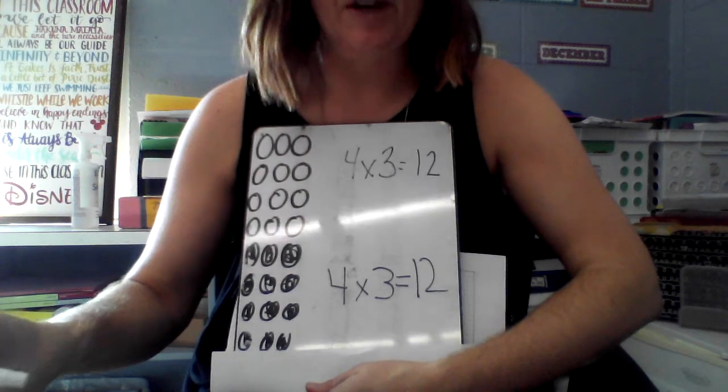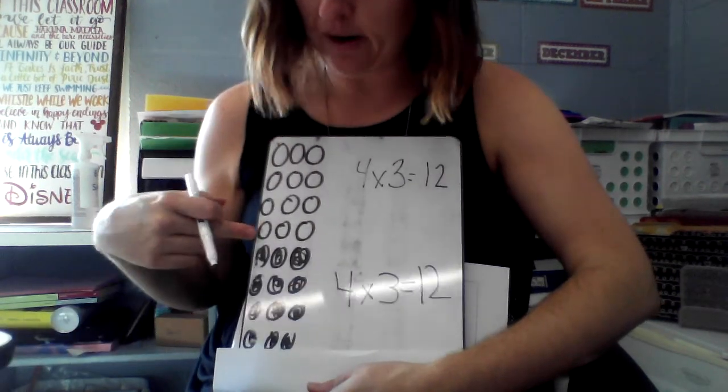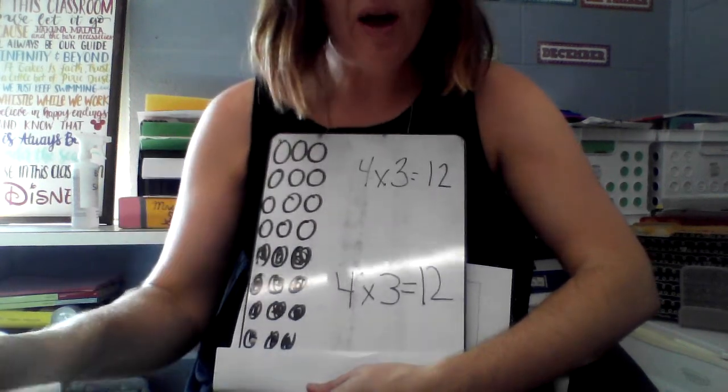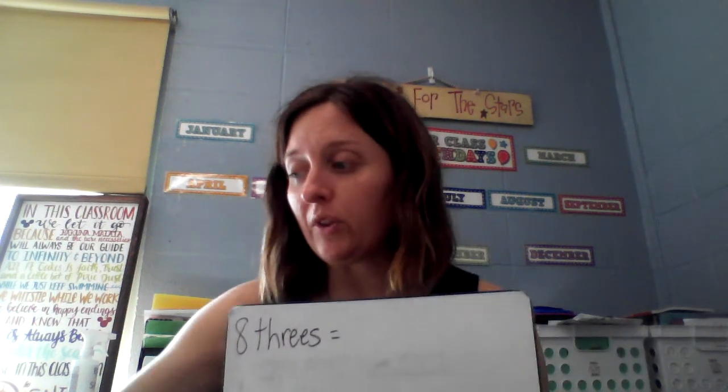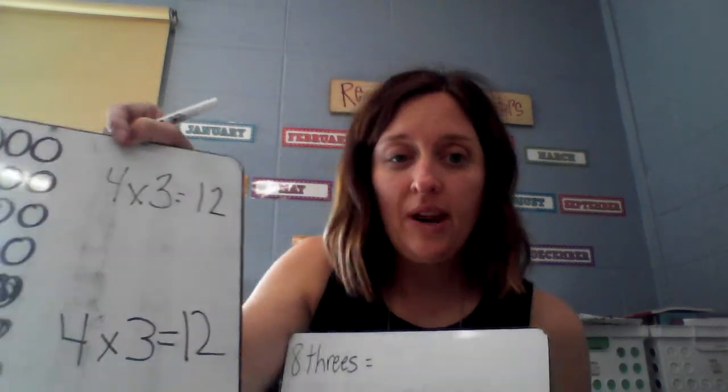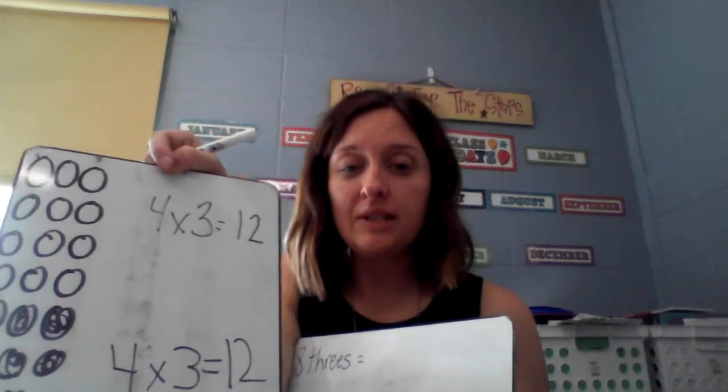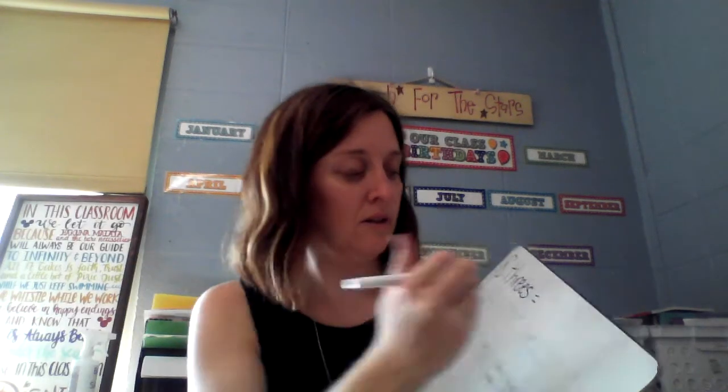Well, let's think about this here. I have 4 rows here, 4 rows here. How many total rows is that? 4 rows and 4 rows. That is 8 threes. 8 threes might seem like a lot to figure out, but if we look at our array, we figured it out by breaking it into 4 threes and 4 threes.